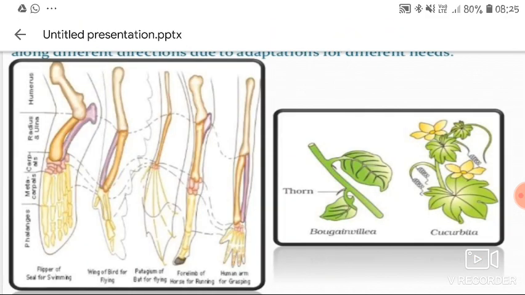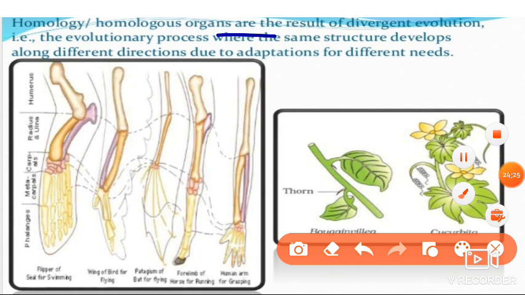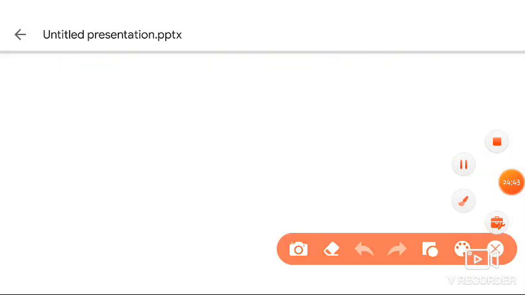Here one sentence is given: homologous organs are the result of divergent evolution. That is the evolutionary process where the same structure develops along different directions due to adaptations for different needs. Students, listen here. We will study divergent evolution. What is divergent evolution?